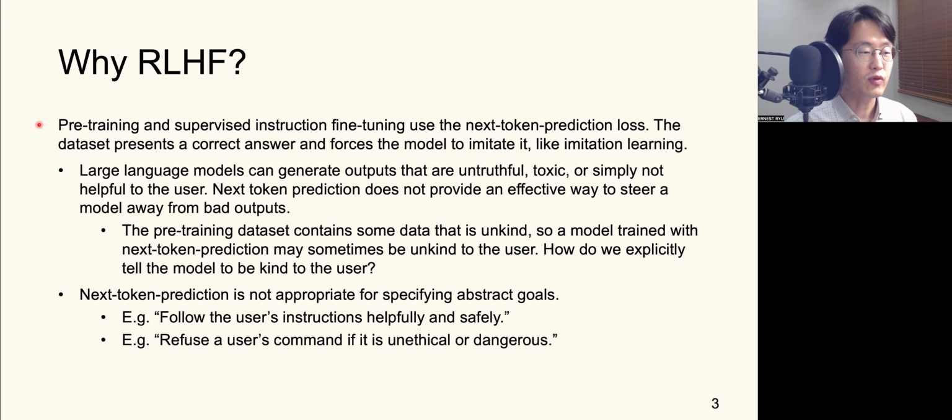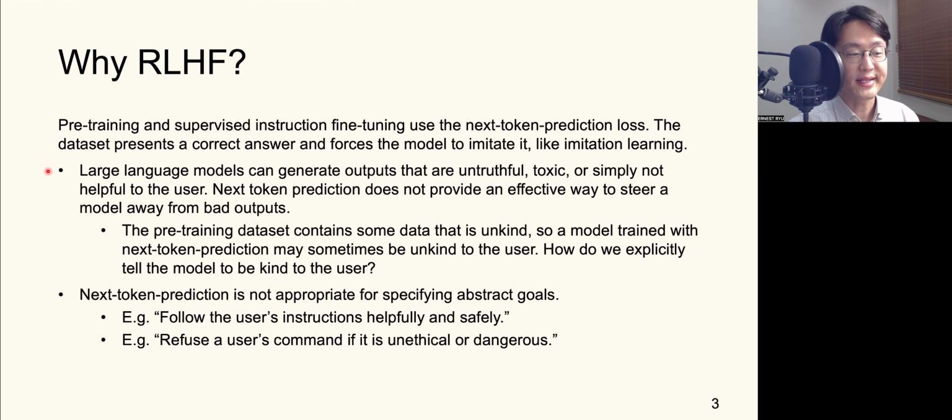Well, pre-training and supervised instruction fine-tuning use next token prediction loss. The dataset presents a correct answer, and it forces the model to imitate it, and this is akin to imitation learning. So in other words, the large language model is trained via imitation learning to imitate the text generation that you see on the internet. And if you've been on the internet, you know that the internet is full of unsavory, bad text. And the function of instruction fine-tuning is to try to make the language model more helpful. But this kind of next token prediction loss, this kind of imitation learning, does not provide an effective way to steer the language model away from these kind of bad outputs.